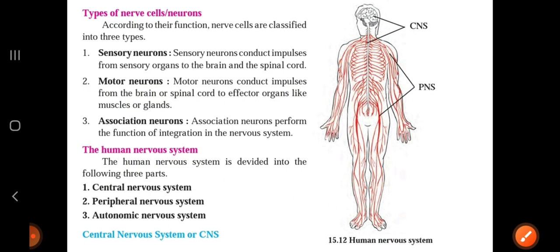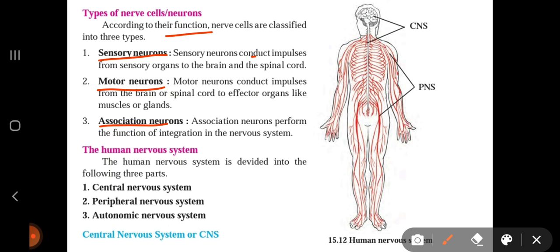So here there are types of nerve cells in the body according to their function: sensory neurons, motor neurons, association neurons. Questions usually come on this: what are the types of neurons, or what are the types of nerve cells? Sensory neurons conduct impulses from sensory organs to the brain and spinal cord. Those neurons are called sensory. Those carry impulses from sensory organs to the brain and spinal cord.